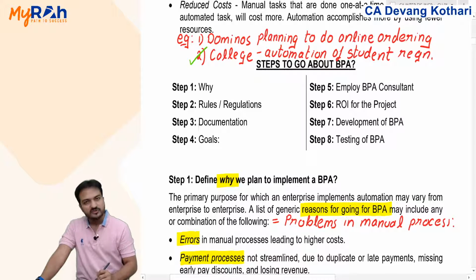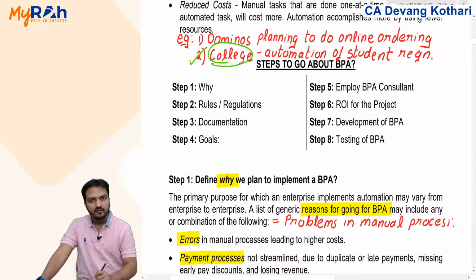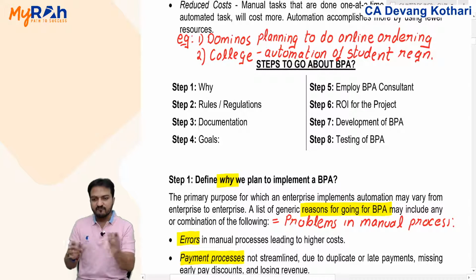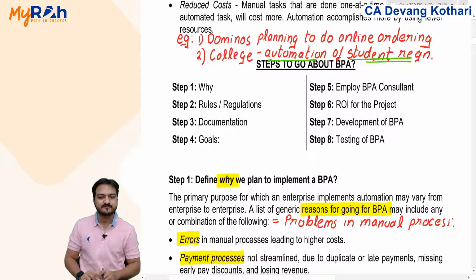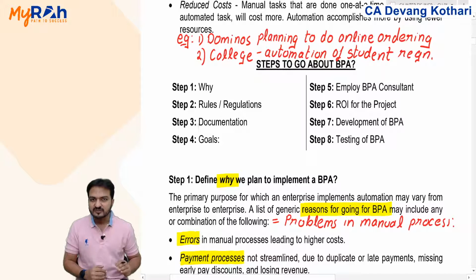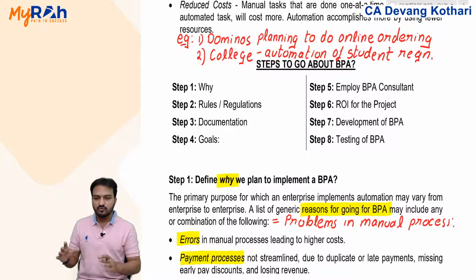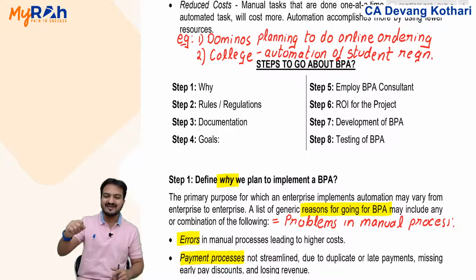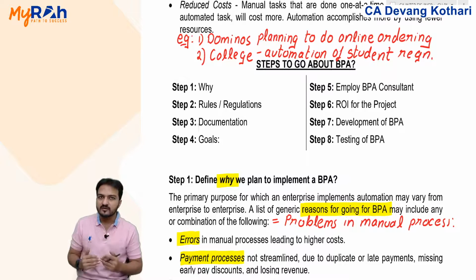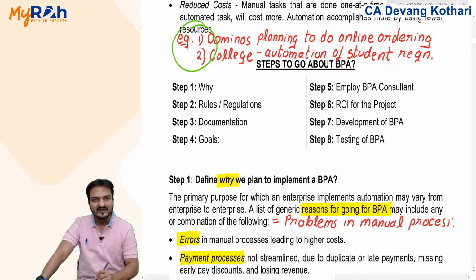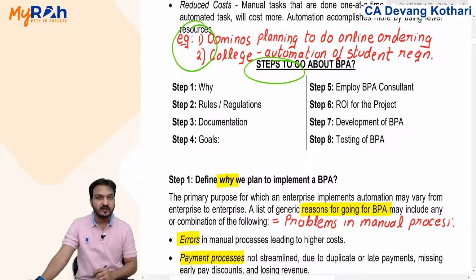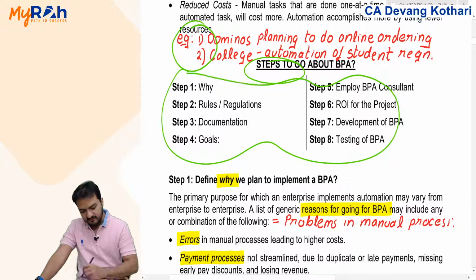Or another example I can take is that imagine a college where the student registrations that they take from the students, instead of manually making them fill up the form, they are planning to automate the student registration process. Instead of asking the student to come to the office and manually fill up the registration form, I want to make a website where the student will log in and directly make the registration on the website. Well, considering these two examples, I will explain the steps of BPA. Total 8 steps are involved in your BPA.